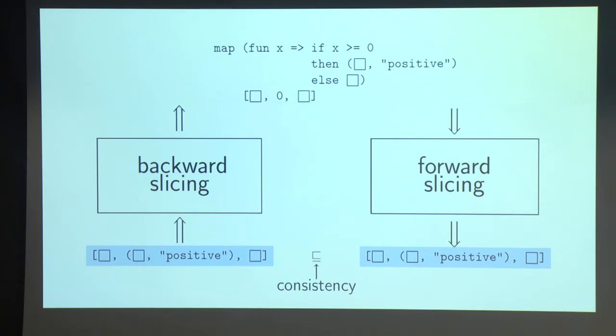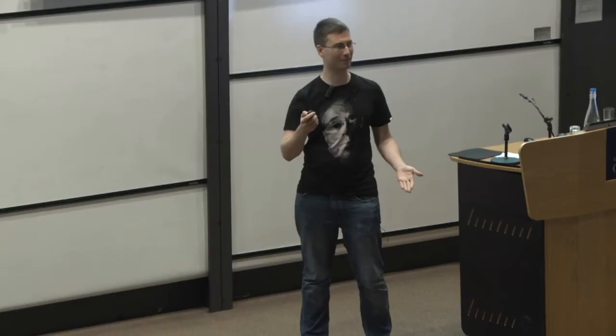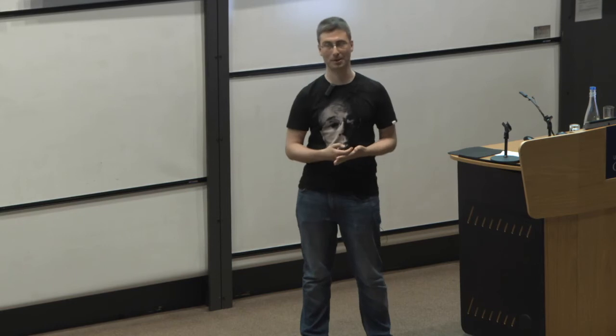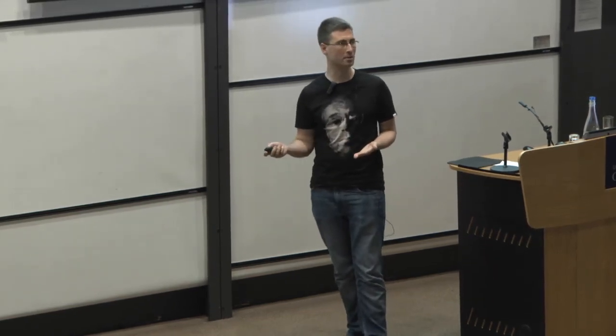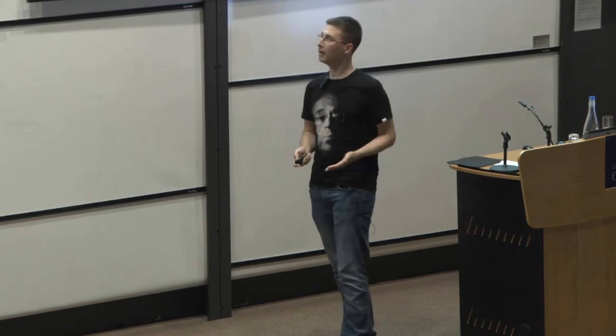If I, for example, had a backward slicing algorithm that didn't introduce any holes at all and just reconstructed the whole program, then the result of forward slicing would be a value that doesn't contain any holes, and consistency would trivially always hold. So another property that we want from our slicing algorithm is known as minimality.